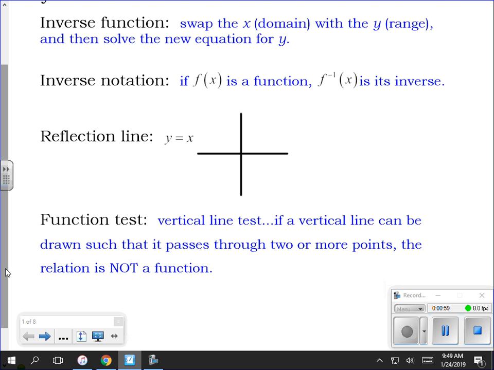The reflection line is the line y equals x. We will be using that later. It's an important line. Do you remember which one it is? We will be using it later.